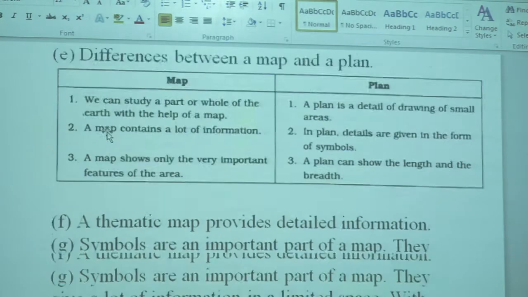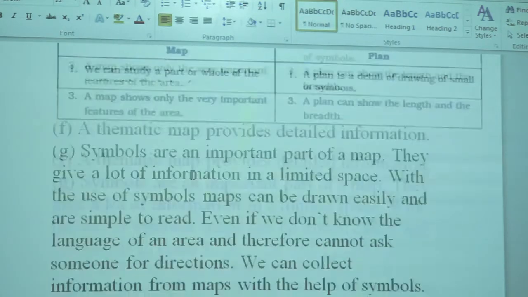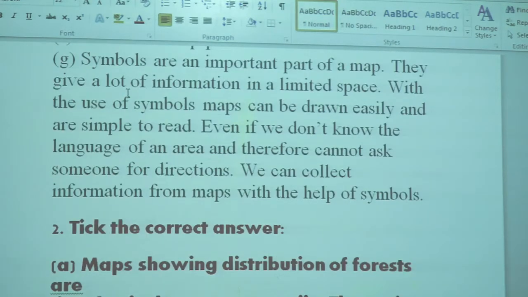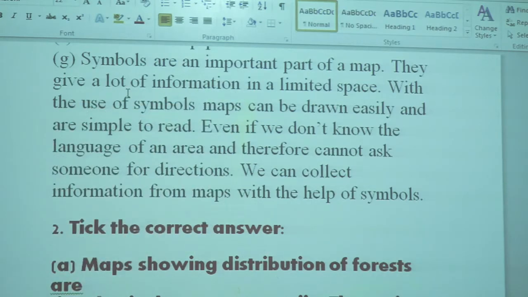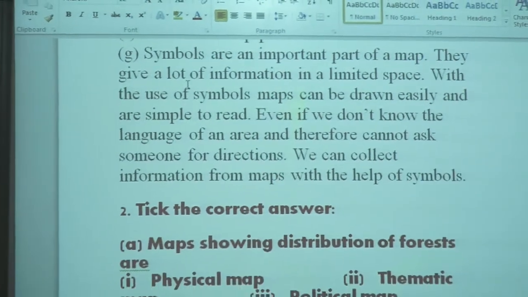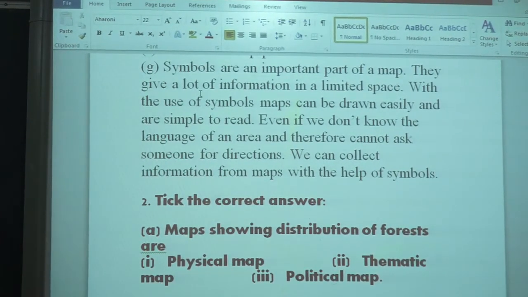Next question. How do symbols help in reading a map? So symbols are important in reading a map. The answer is symbols are an important part of the map. They give a lot of information in limited space. If you look at the symbols on the right side of the map, the symbols are short, but they are giving more information. That's why it is useful.